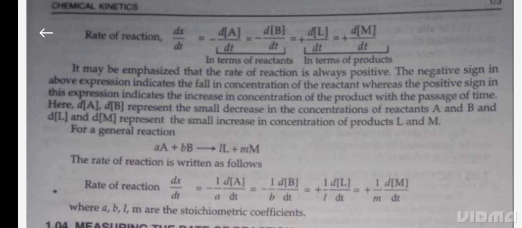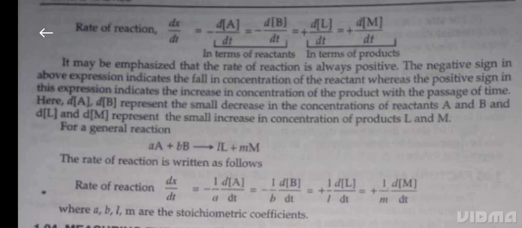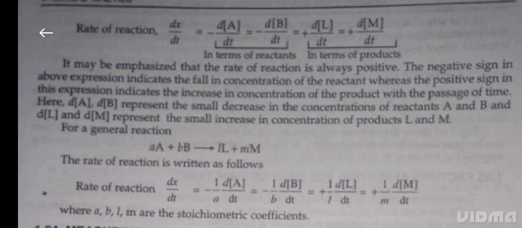It may be emphasized that the rate of reaction is always positive. The negative sign in the above expression indicates the fall in concentration of the reactant, whereas the positive sign indicates the increase in concentration of the product with the passage of time. Hence, dA and dB represent the small decrease in the concentration of reactants A and B, and dL and dM represent the small increase in the concentration of products L and M.